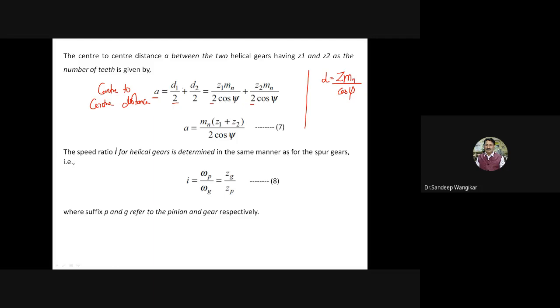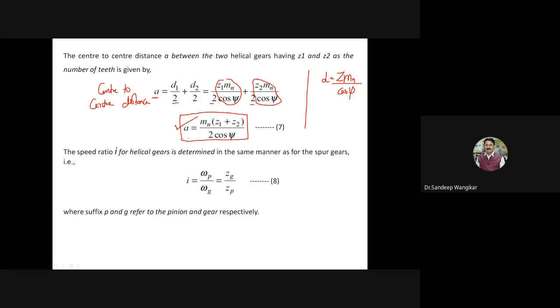So we will substitute the values: d1 as z1 mn divided by cos of psi, and d2 as z2 mn divided by cos of psi. Now taking mn common, we get mn times z1 plus z2 divided by 2 cos psi. This is the formula if you have to calculate the center distance, provided that the number of teeth and the module are with you, and the helix angle psi is given. Then you can easily calculate the center to center distance for a helical gear. So this formula is important.